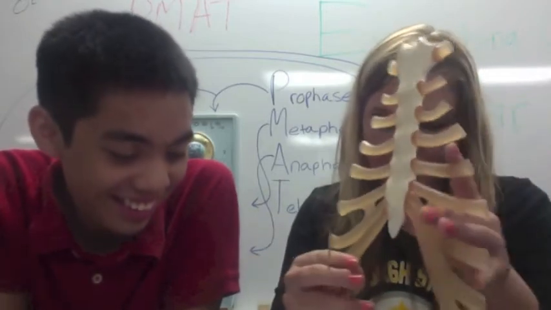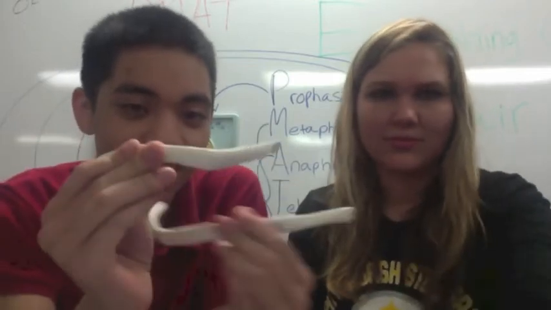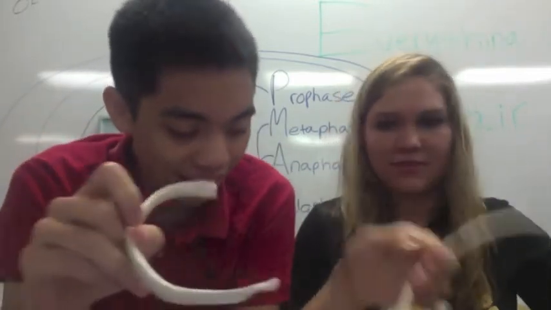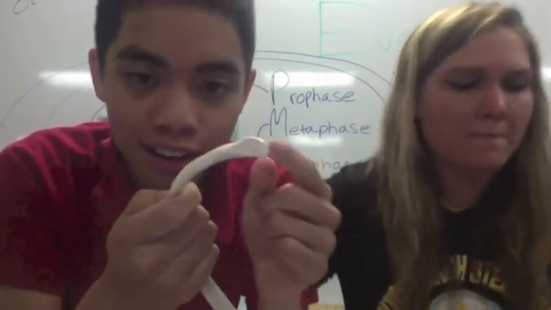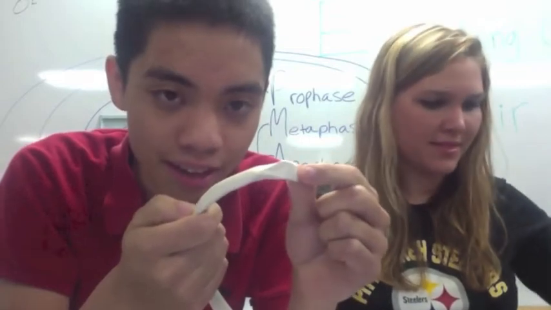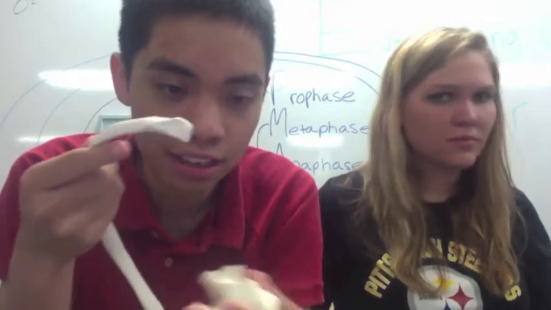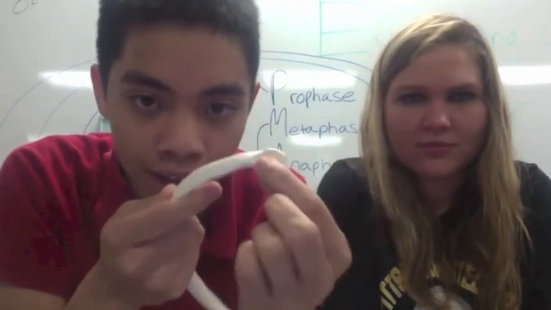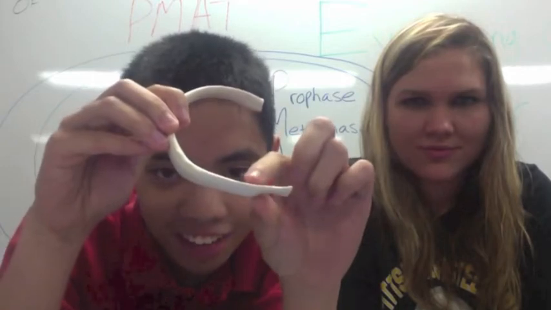Okay, so Leonard, tell us about the ribs. Okay, so these are the ribs. I'll tell you about the specific parts. This part right here is the head, which is the part that connects to your vertebra. The head is a little thicker area. It becomes slightly thinner right here.